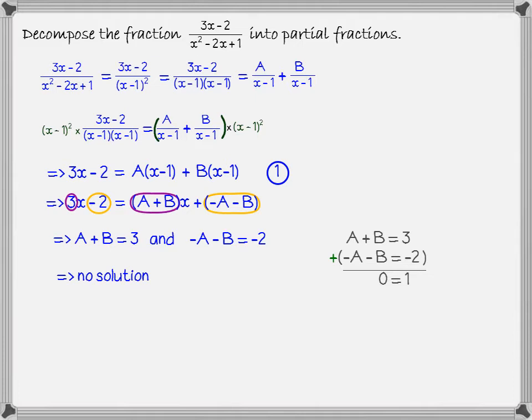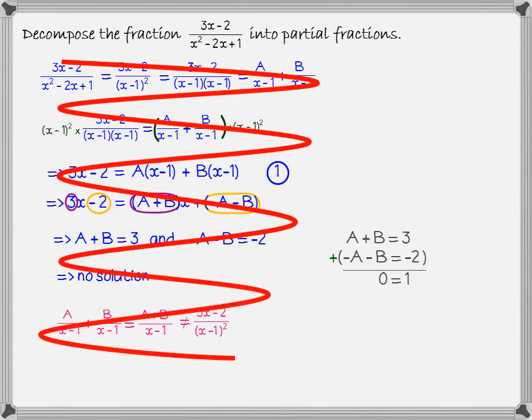This should have been quite obvious from the start, because if we try to add a over x minus 1 to b over x minus 1, we can see that the denominators are already the same. So the lowest common denominator is x minus 1. So a over x minus 1 plus b over x minus 1 is simply equal to a plus b over x minus 1. This is a problem since the denominator is not equal to x minus 1 squared as in the original fraction, and therefore a over x minus 1 plus b over x minus 1 can never equal 3x minus 2 over x minus 1 squared. So treating recurring factors as we treat distinct factors does not work.